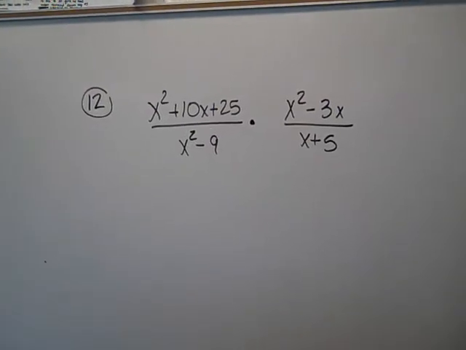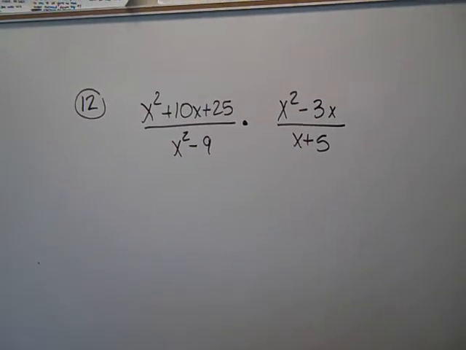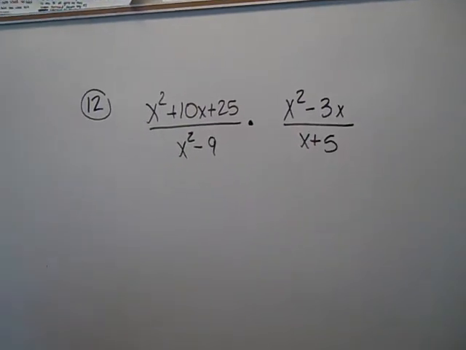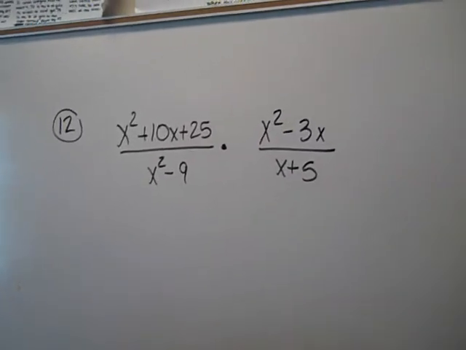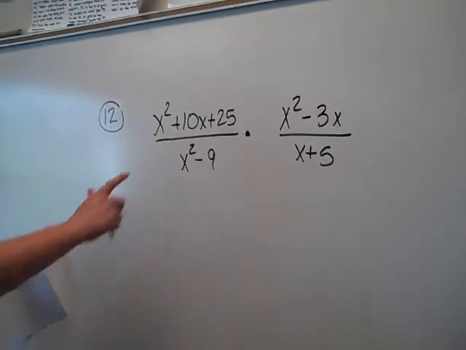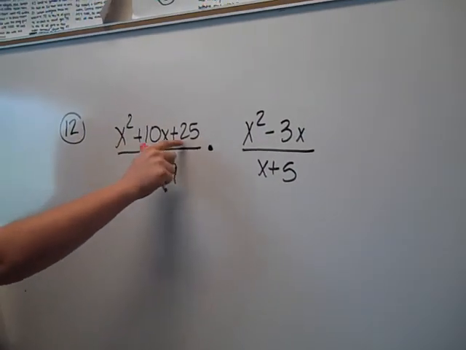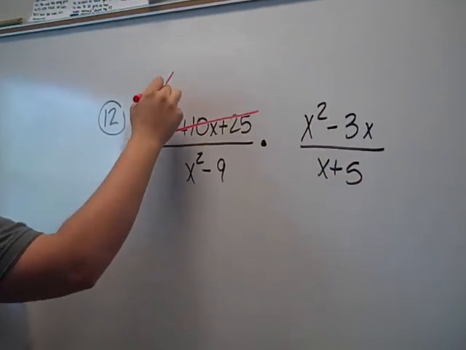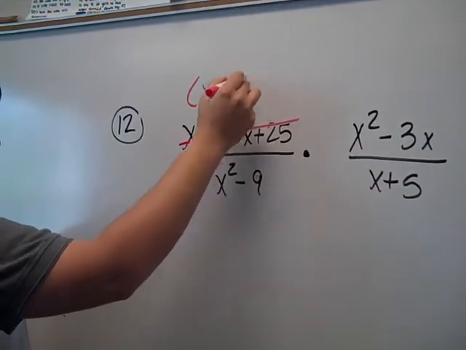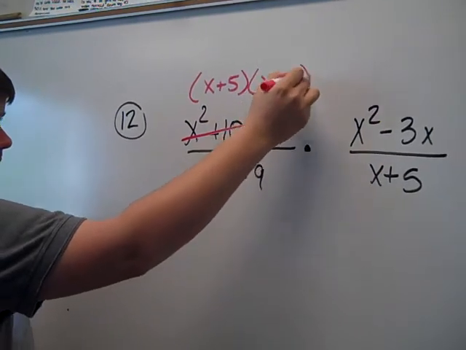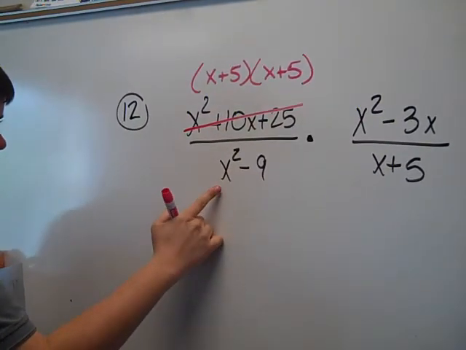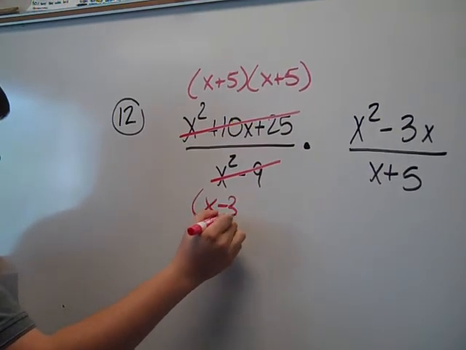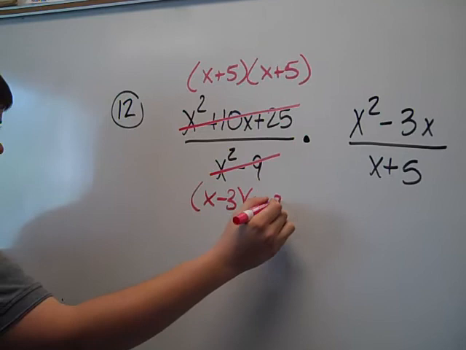Okay, number 12 on your rational expression sheet. Basically what I do when you're multiplying, all I do is I factor out each thing and I'm going to put it right above it, and then I'm going to simplify at the end. So if you look at x squared plus 10x plus 25, I'm using pink because pink's pretty. I'm going to go ahead and cross this out, and I know this is going to be x plus 5 times x plus 5. If I look at the denominator, I have x squared minus 9, and I know that is going to be x minus 3 times x plus 3.